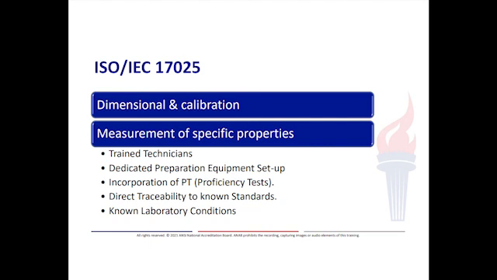There has to be direct traceability to known standards. Earlier we talked about metrological traceability, but you may also have to have traceability to standards that are used, equipment that's used, materials and reference materials that are used. And one of the other things that is critically important is knowing what the laboratory conditions are, the testing, the cleanliness, the humidity levels, because those can have impacts upon the test results as well. Okay.